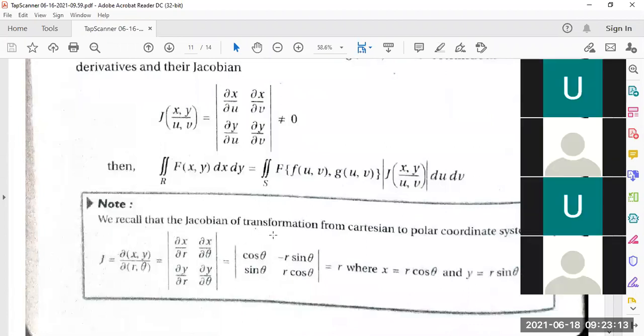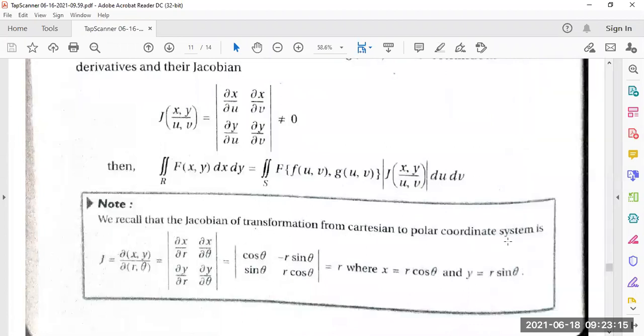We recall the Jacobian of the transformation from Cartesian to polar coordinates. When we take polar, it is del x del r, del x del theta, del y del r, del y del theta, and then it will be r. Is it clear? We know that in polar coordinates x equal to r cos theta and y equal to r sin theta.